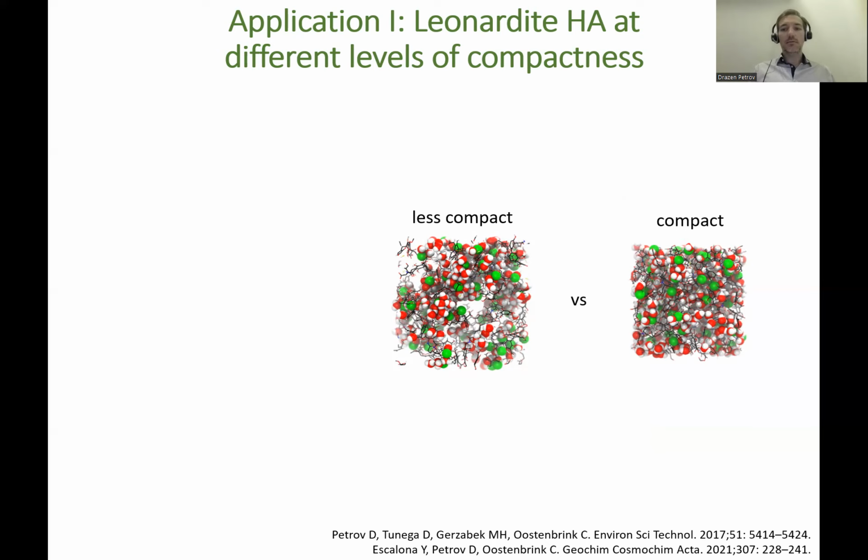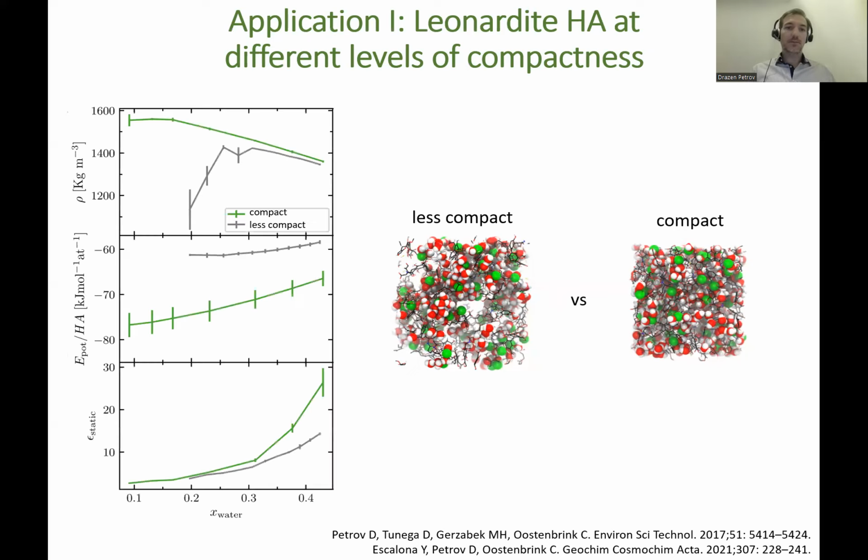Here we are looking at the effect of compactness on behavior of leonardite, one of the samples of soil organic matter. So we created different models of the same composition of leonardite at different level of compactness. And then we also add a different amount of water to these different models. And then we use molecular dynamic simulations to calculate different properties.